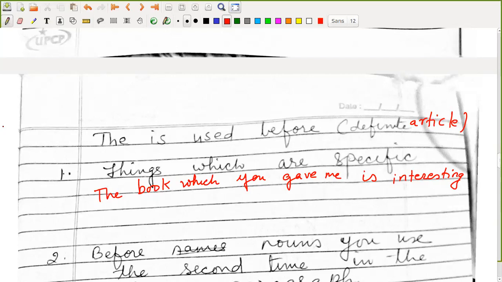You don't always use the before book. A book is a storehouse of knowledge. यहाँ तो a use किए हैं, लेकिन why have you used the before book here? Because here you are talking about one specific book which your friend gave you. So again, one more example.